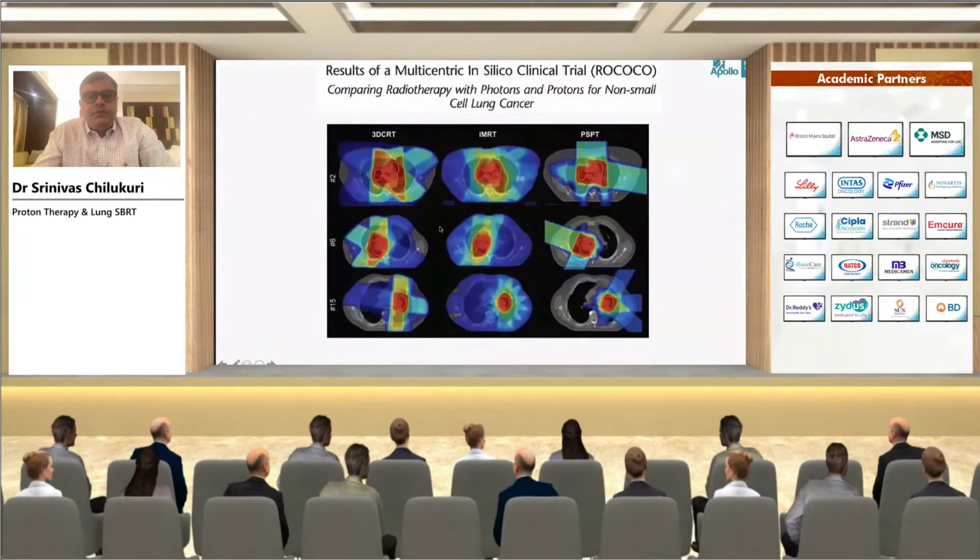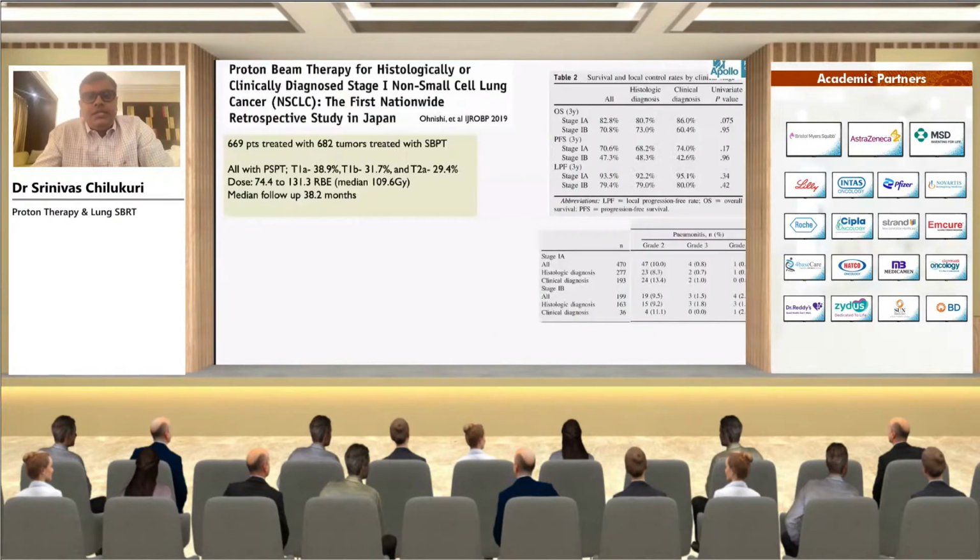in patients receiving proton beam therapy. Similarly, there was a multicentric in silico clinical trial which also compared conventional SBRT versus passive scattering proton therapy. Again, there is some benefit, but very modest benefit. As I said, this is not the true potential of what proton beam therapy can generate.